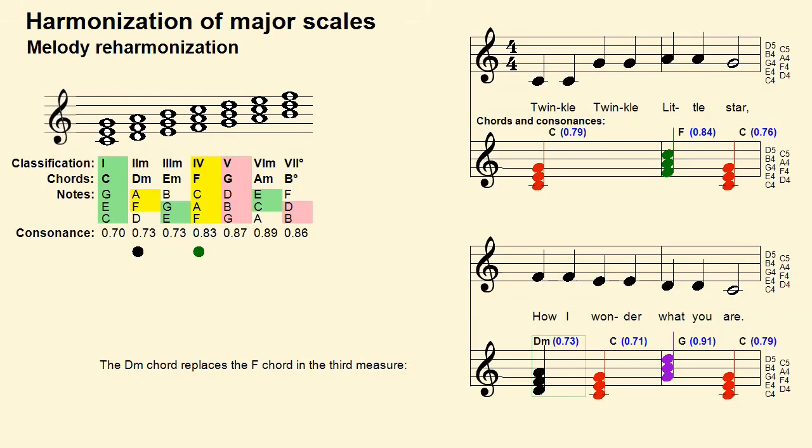Although the consonance of the chord in the first beat of the third measure has been reduced from 0.88 to 0.73, the result is still pleasant.